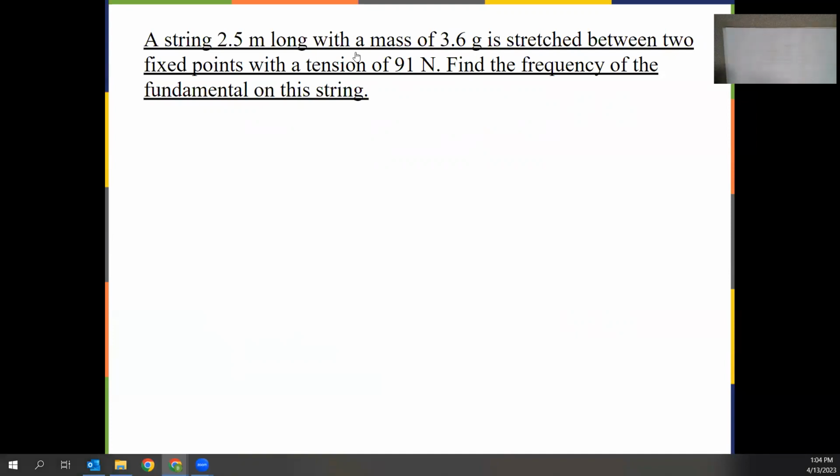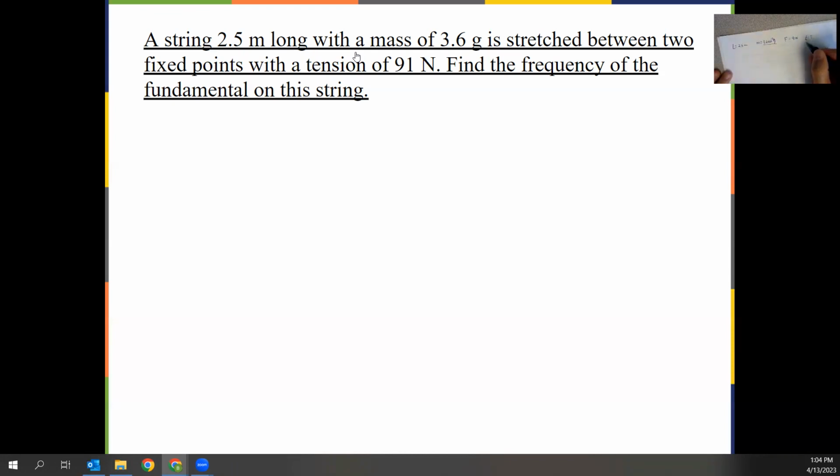Okay, so L equal to 2.5 meters. And the mass of the string is 3.6 grams, so that would be times 10 to the minus 3 kilograms, okay? The tension in the string is 91 newtons. So it's asking you what's the fundamental frequency on this string, okay?